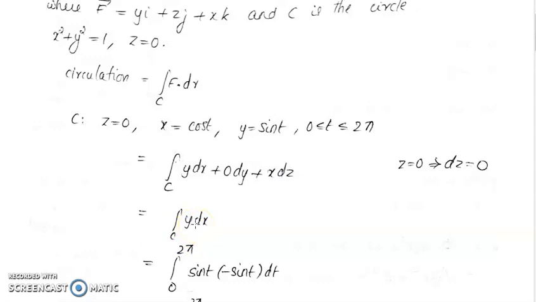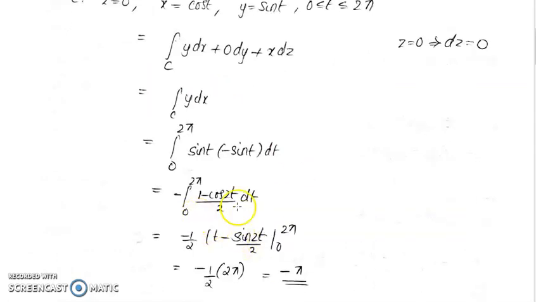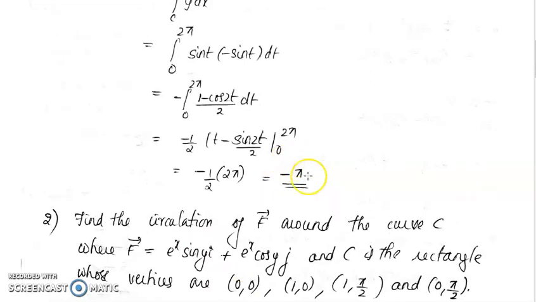So on substituting x and y, y is sin t, and taking dx from x equal to cos t, dx will be minus sin t dt. So that is minus sin square t. So that is minus of 1 minus cos 2t by 2 dt. So on integrating you will get minus 1 by 2 t minus sin 2t by 2 from 0 to 2 pi. So on taking the limits we will get minus 1 by 2 into 2 pi. So the value of circulation is minus pi.